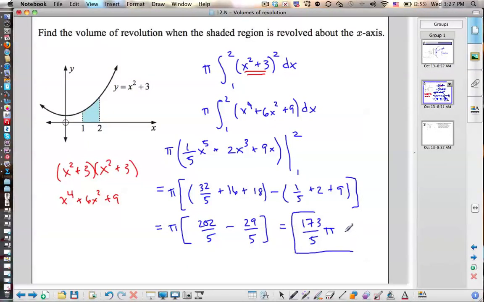Wait, what are the units? Oh, it's volume, so it's got to be cubed. Units cubed. All right, there you go. Wonderful. Stay tuned, we'll do another example after this.